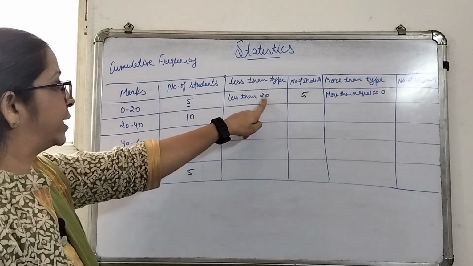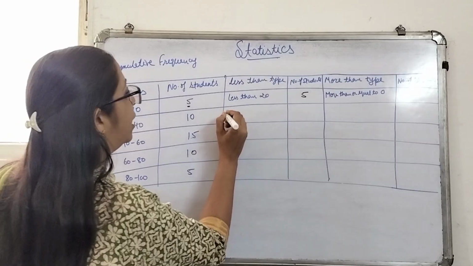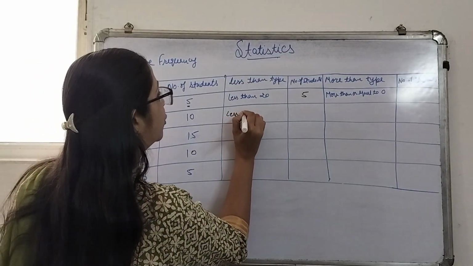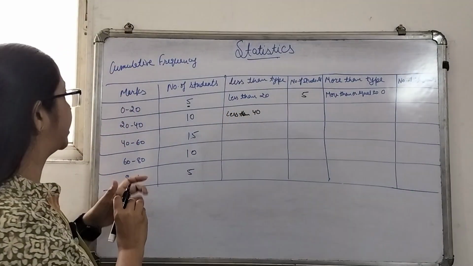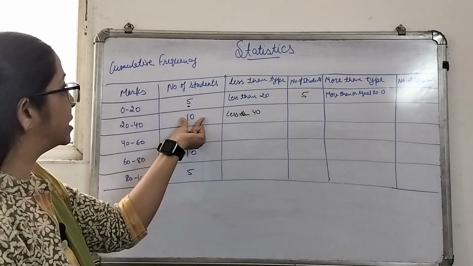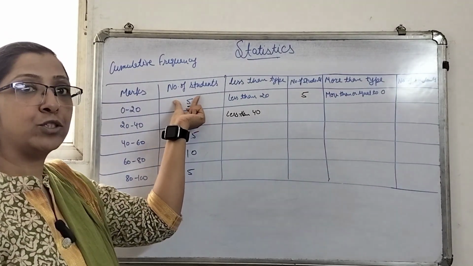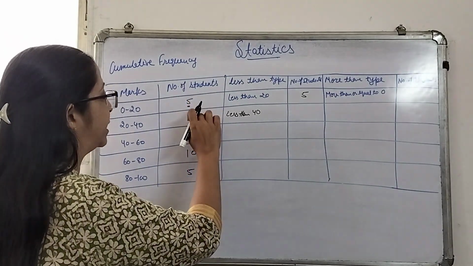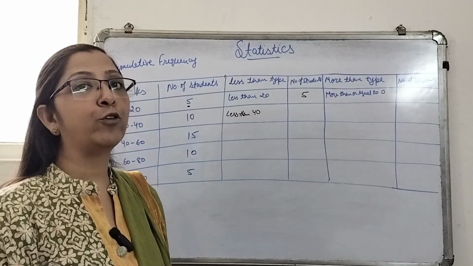Now after that we will take less than 40. How many students have secured less than 40? If we see, this number of students and this number of students both come under the category who have secured less than 40.